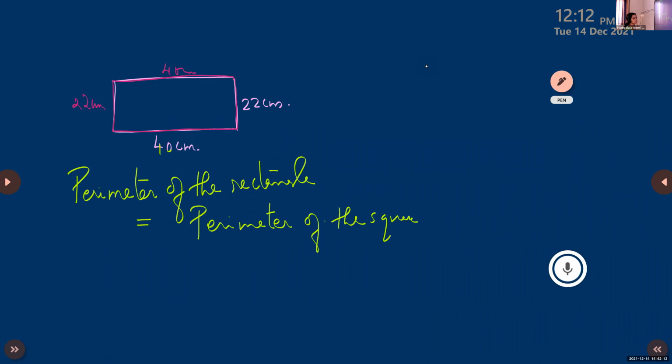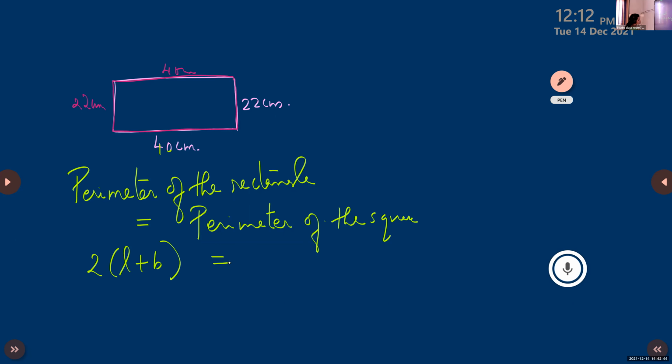There is no change in its total length. Yes, ma'am. So total length means what? Adding all the sides. That means it is the perimeter. The perimeter of the rectangle is the same as the perimeter of the square, right? Yes, ma'am. So we can find the perimeter of the rectangle. What is the perimeter of the rectangle formula? 2 into length plus breadth. So 2 into length plus breadth is equal to the perimeter of the square. What is the perimeter of the square?